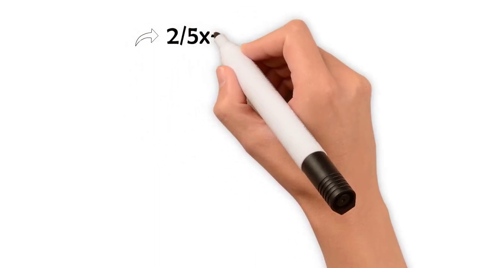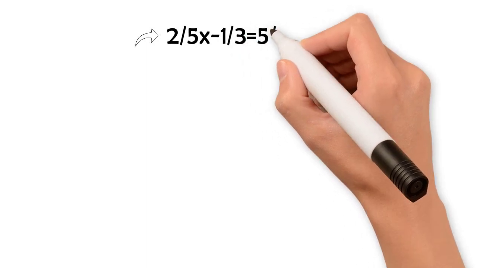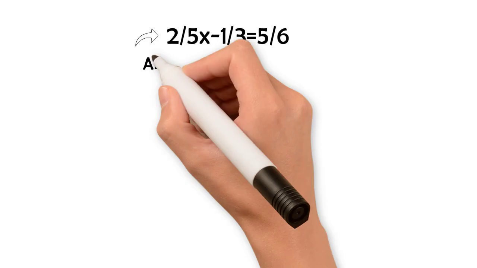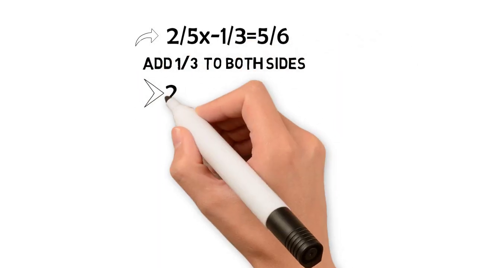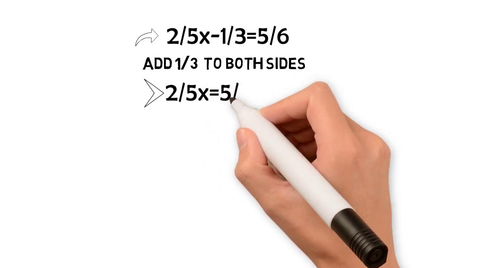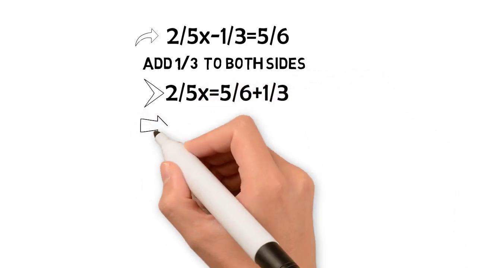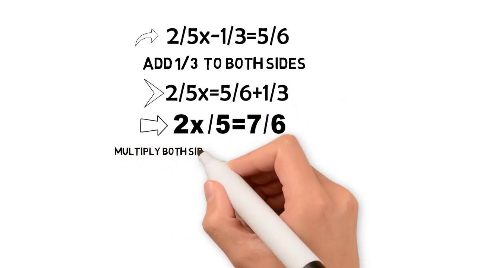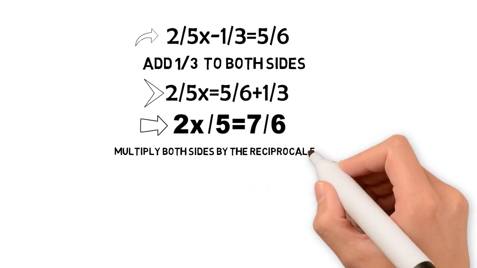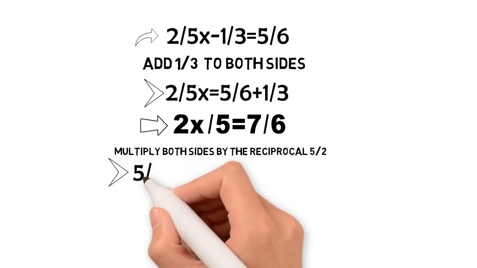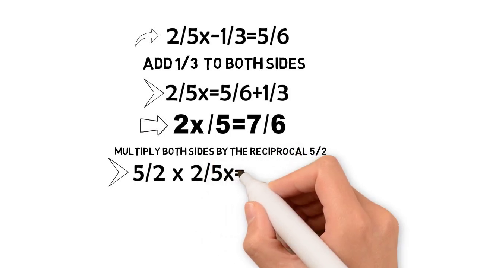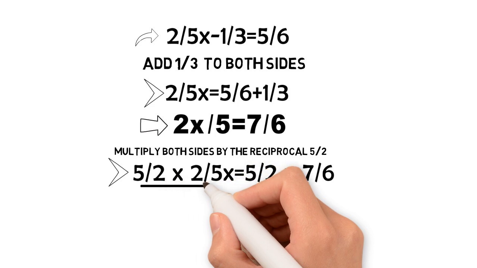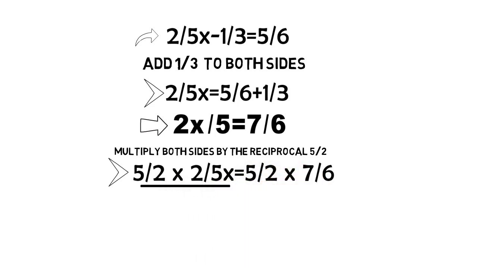Solve 2/5 x minus 1/3 equals 5 divided by 6. The idea is the same, but we use fractions. Add 1/3 to both sides to get 2/5 x equals 5/6 plus 1/3, which simplifies to 2/5 x equals 7/6. Now multiply both sides by the reciprocal 5/2 to get 5/2 times 2/5 x equals 5/2 times 7/6. That will wipe out the left side coefficient to isolate the x.